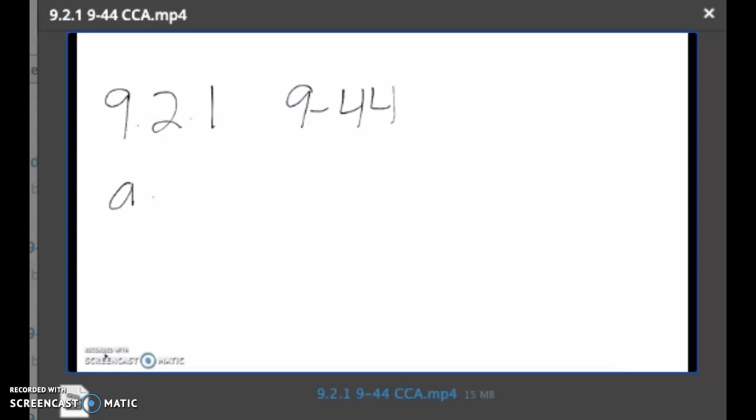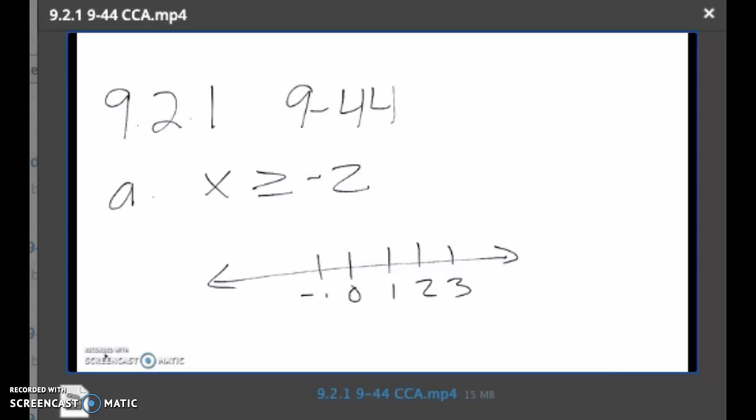So problem A is x is greater than or equal to -2. All right, so I'm going to set up my number line. And then I'm going to look and see what's going on here. So my boundary point, the smallest number that x can equal, is -2. And since we have this line under the inequality, that means x can equal -2. So I'm going to put my circle on -2, and since x can be equal to -2, I'm going to fill it in and make it a solid circle.